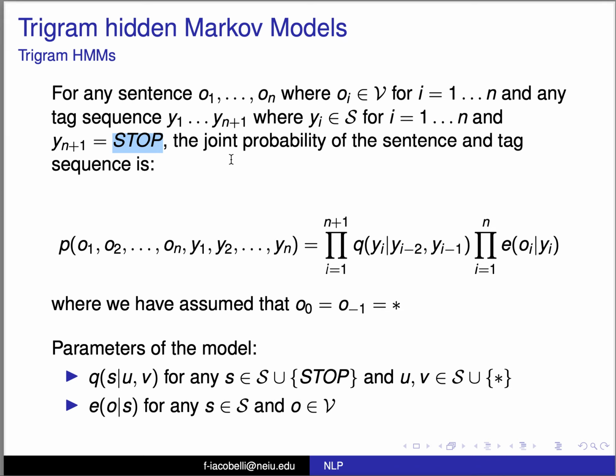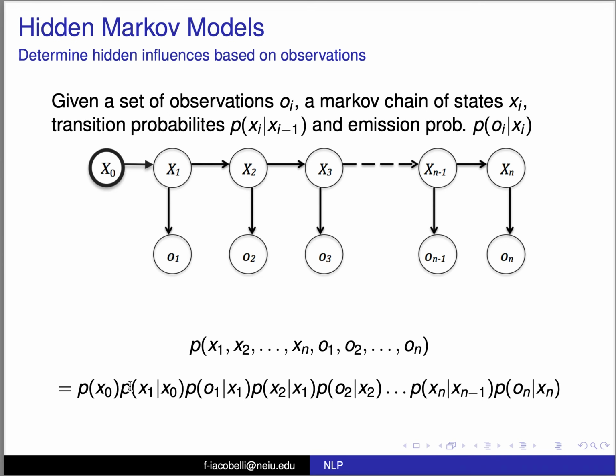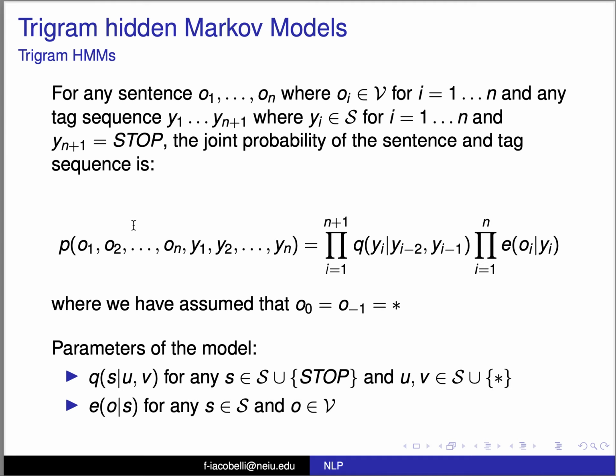Then the joint probability of the sentence and tag sequence will use the formula that we saw here. If instead of having the transitions depend on the previous state, we make them depend on the previous two states, we'll have something like this.